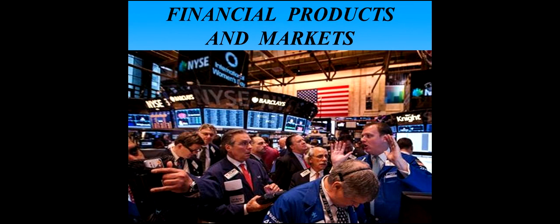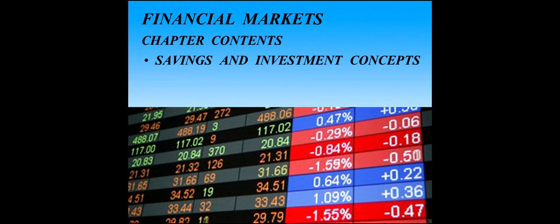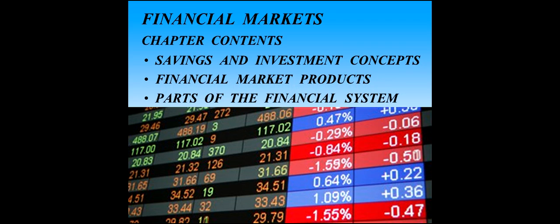Chapter 13 in our study of introductory economics is all about financial products and the financial markets. There will be three things we'll be doing in this chapter. The first is taking a look at savings and investment concepts. Then the tools that are used with regard to those savings and investment concepts, the financial market products, and also taking a look at the parts of the financial system.